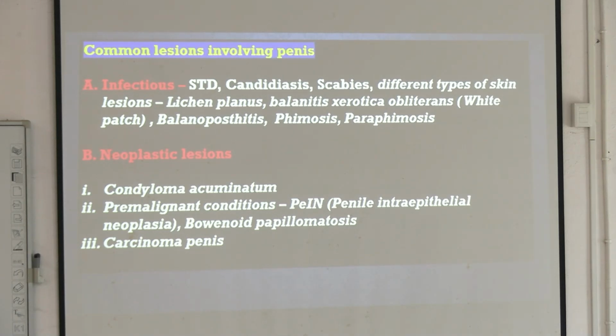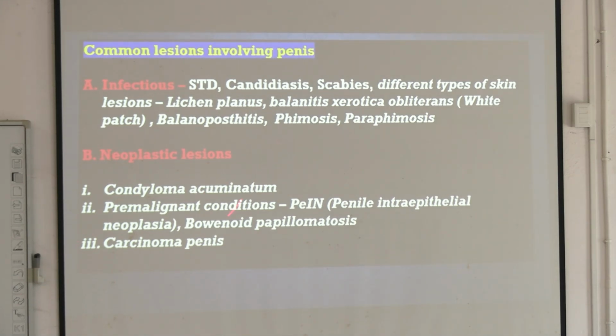Non-neoplastic and neoplastic. Most commonly non-neoplastic is infection: STDs, candidiasis, scabies, different types of skin diseases. We are not going into phimosis and paraphimosis, because in the pediatric OPD, children come with phimosis and paraphimosis, and then the surgeon has to reduce it or perform circumcision of that area. So this is a common thing. And another is the neoplastic.